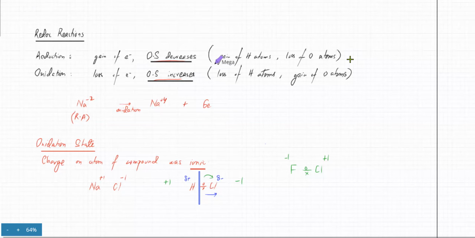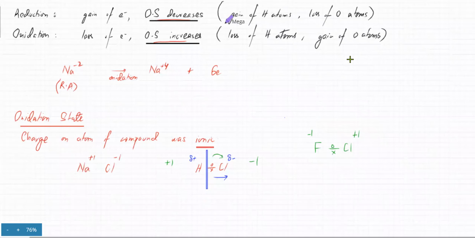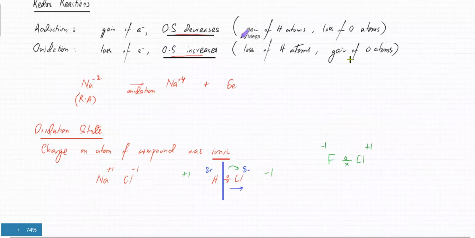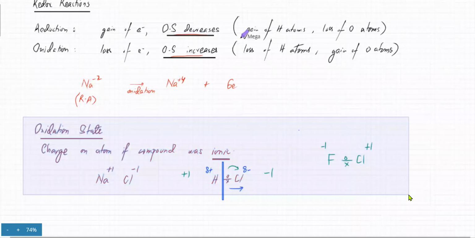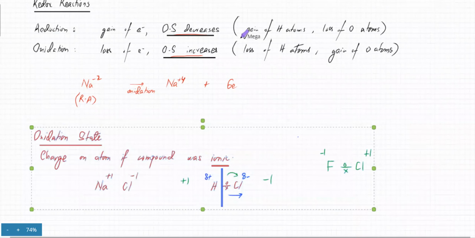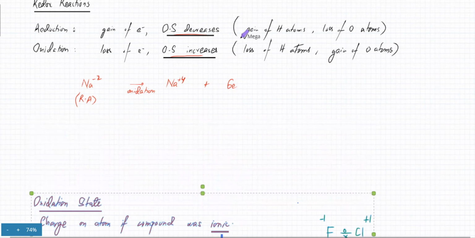So we talked about oxidation state, and you should be able to quickly identify how many electrons are being gained and how many electrons are being lost. Okay, so let me just take this down. For example, okay, let's do a few more reactions.